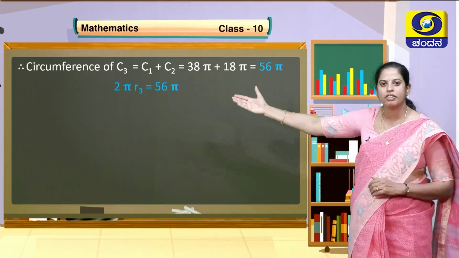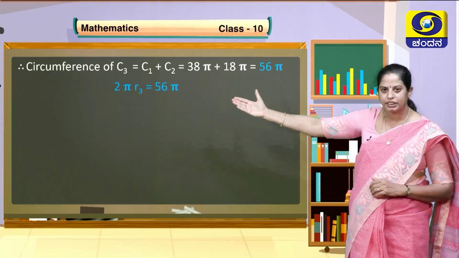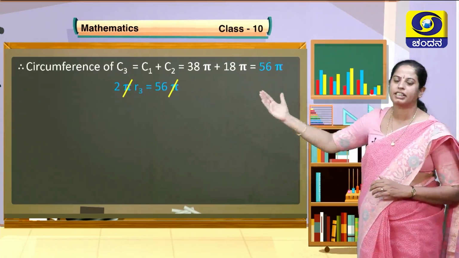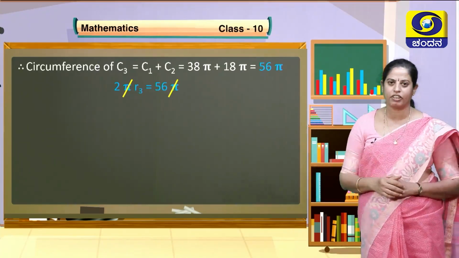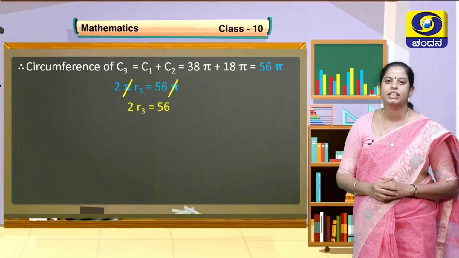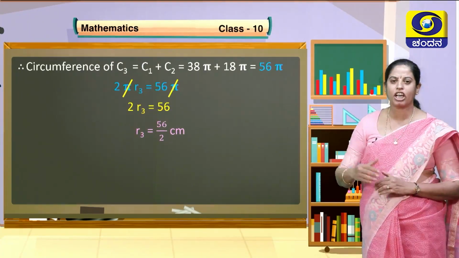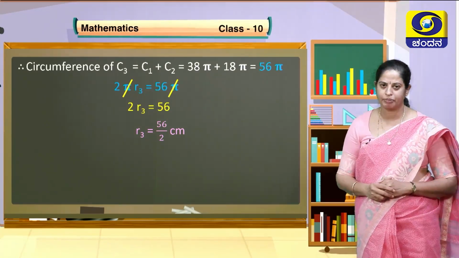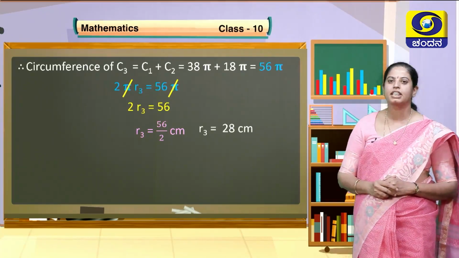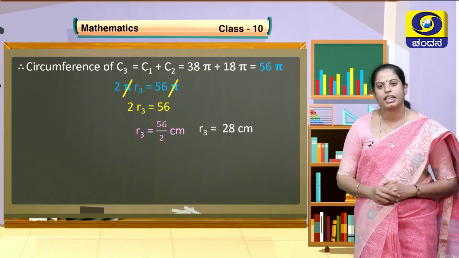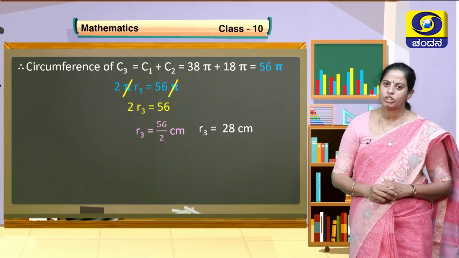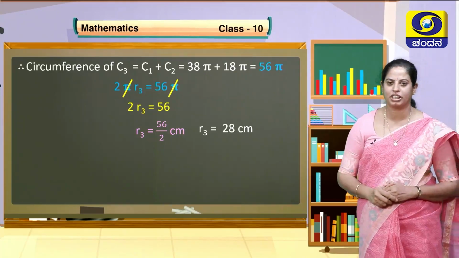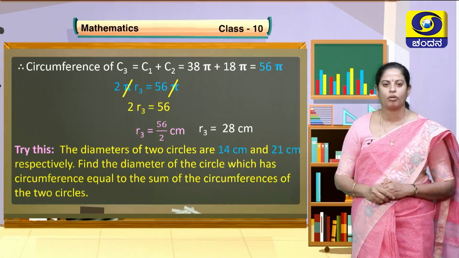We know circumference is given by 2 pi r, that is 2 pi, the third circle radius denoted by R3, which is equal to 56 pi. We can cancel pi on either side because it is there on either side of the equal sign. Now we are left with 2 R3 equals 56. Now cross multiply 2 to this side, you are going to get R3 equals 56 by 2 centimeter. Half of 56, you know, is 28 centimeter. Therefore, the radius of the third circle, whose circumference is the sum of the circumferences of the first and second, is 28 centimeter, children.